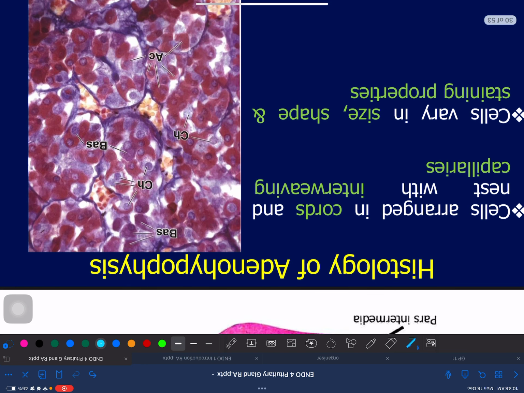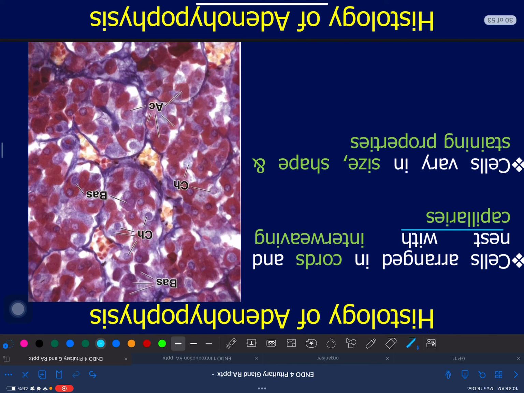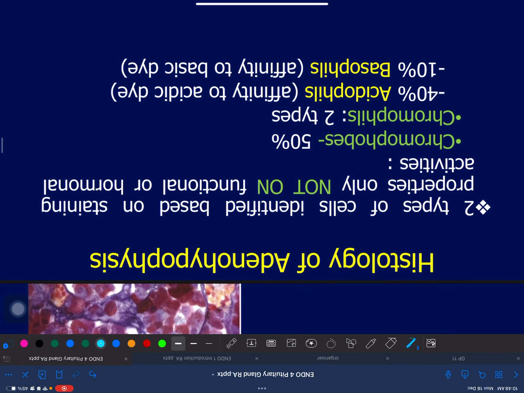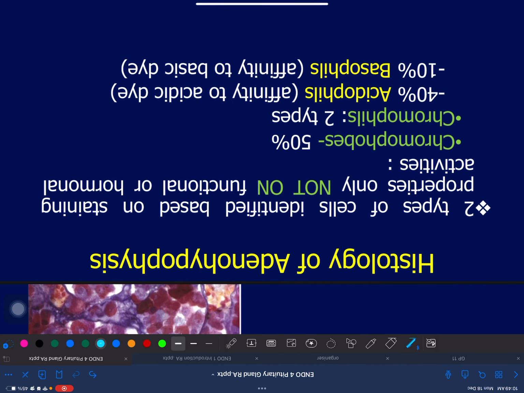Now we go first with the anterior pituitary. The cells are arranged in cords and nests with interweaving capillaries. All the capillaries, okay. Cells vary in size, shape, and staining properties. The histology of anterior pituitary, there are two types of cell identified based on the staining property, but not on the functional or hormonal activities.